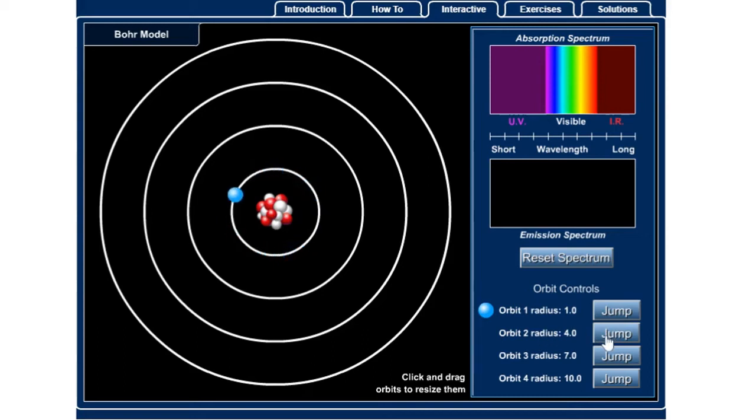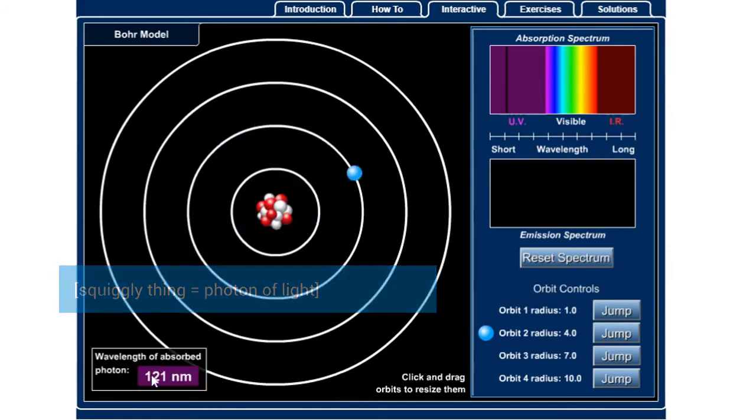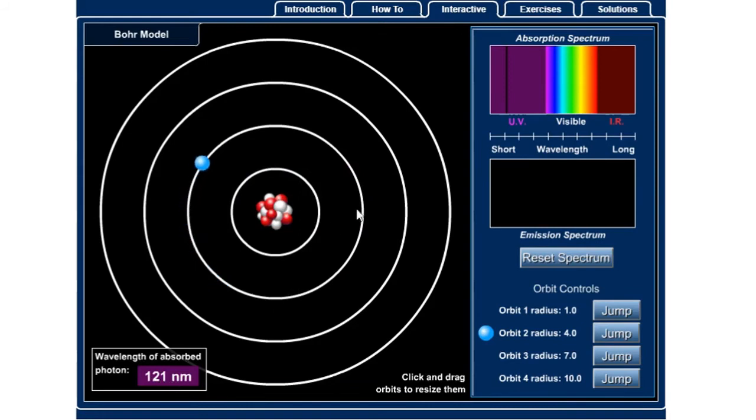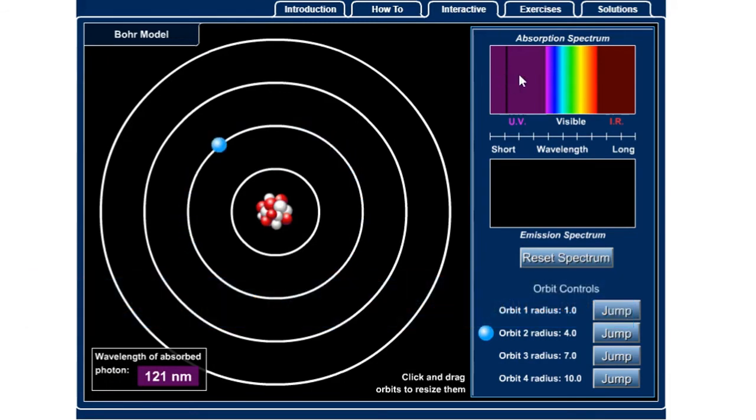And so if I were to make it jump here from 1 to 2, you can see the wavelength of light that it absorbed, that it's 121 nanometers, that it's in the UV spectrum, which means a very high amount of light. Whenever it absorbs light, it would be shown up here in the absorption spectrum. When I make it jump from a further out orbit to an inner orbit, it is given as the emission spectrum. The light is given off, and you can see the color of light, the wavelength of light emitted, was the same as the wavelength of light that was absorbed for that jump.